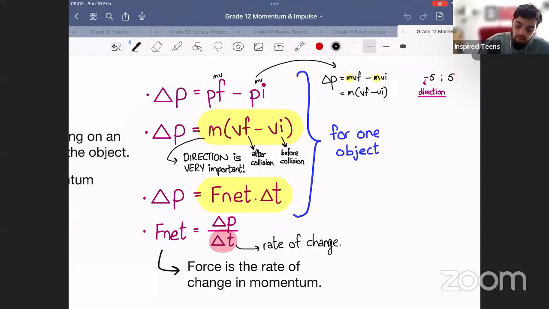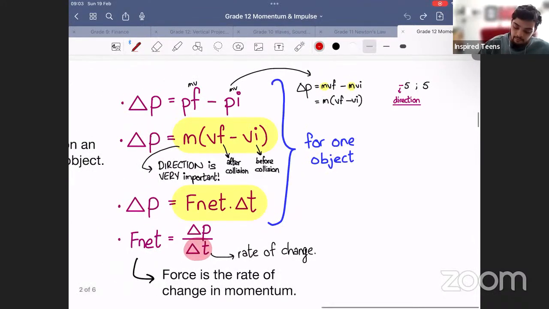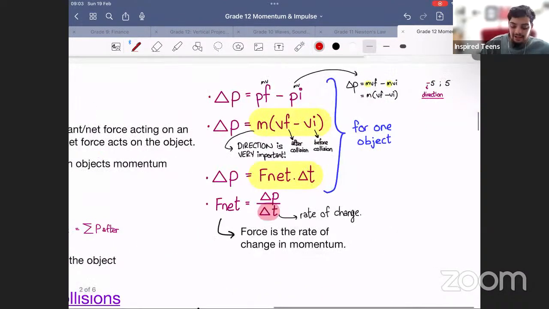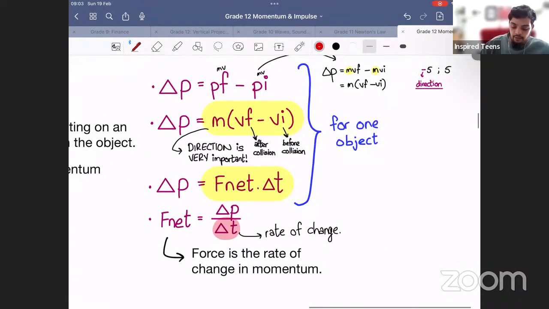Basically, we explained how we open it up here and take the common factor of m because we work with one object at a time. Then we discussed that direction is extremely important for this formula. Momentum and impulse are vector quantities, meaning they have magnitude and direction. V final is after the collision. We deal with collisions in momentum. V initial is before the collision.